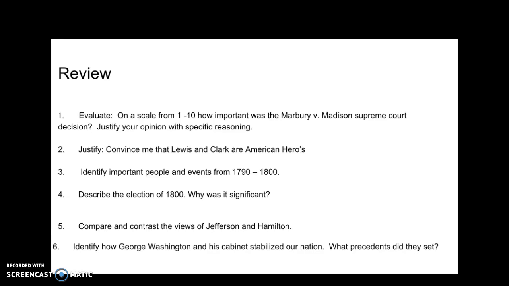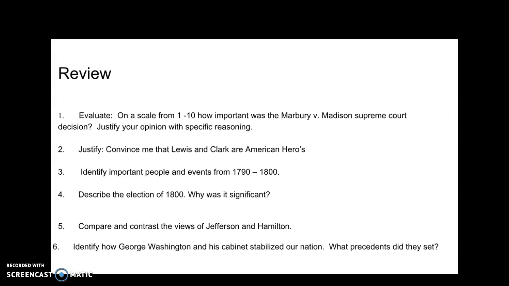Identify important people and events from 1790 to 1800. Well, this is just the beginning of our country. You can talk about the precedents that the George Washington administration created. You can talk about how George Washington left office. You can talk about Shays' Rebellion and the Whiskey Rebellion, the Depression of 1790. So there's lots of things to talk about there. You just need to study up on them and decide which one you want to talk about.